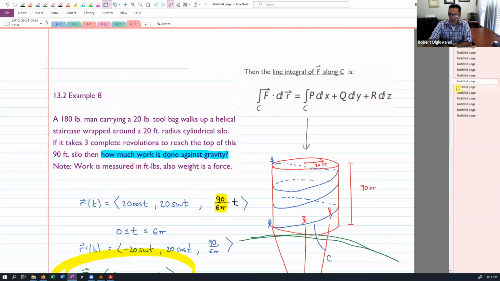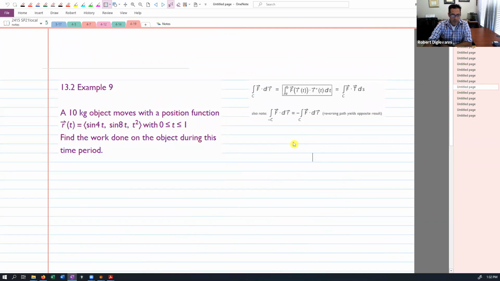All right, let's look at the next example. A 10 kilogram object moves with a position function r of t equals blah, blah, blah, with t going from 0 to 1. Find the work done on the object during this time period. Okay, so I need to state something here that's not obvious in the question. This object is not on Earth. This object is just in space. It is not subject to the force of gravity. So you have some object that's moving along a certain path.